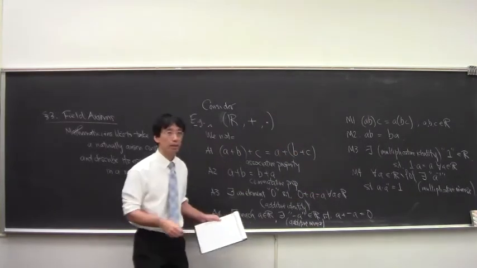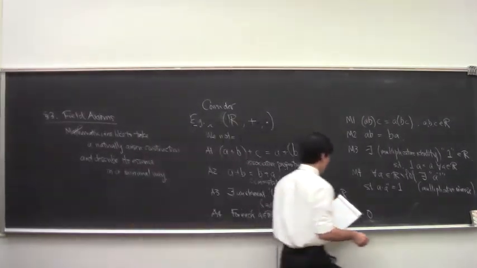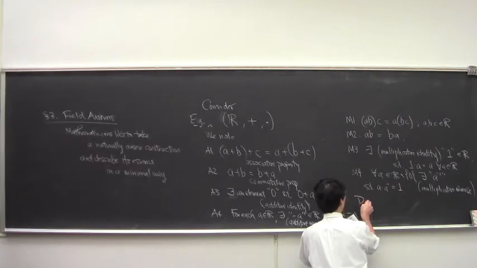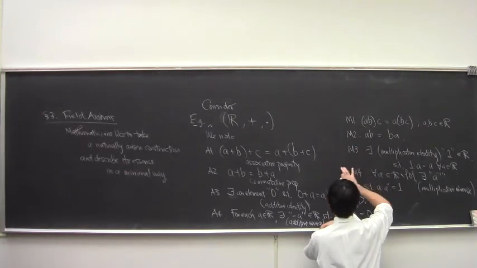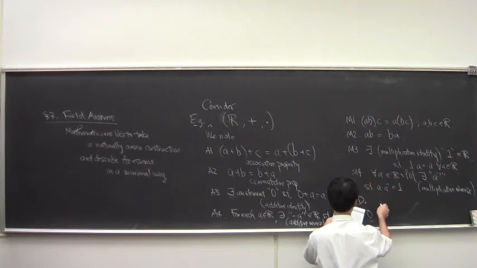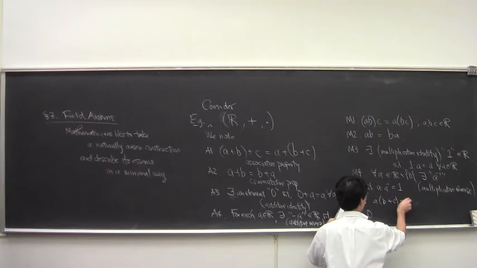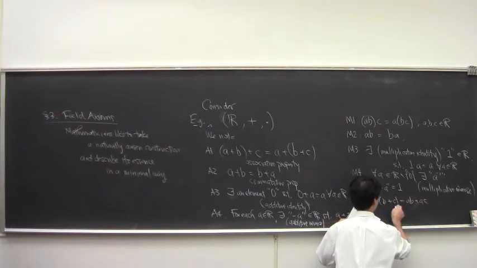Okay. So there are these things. And then there's one axiom, one property that combines both of them. It's the distributive property, right? A times the quantity B plus C is AB plus AC. Distributive.